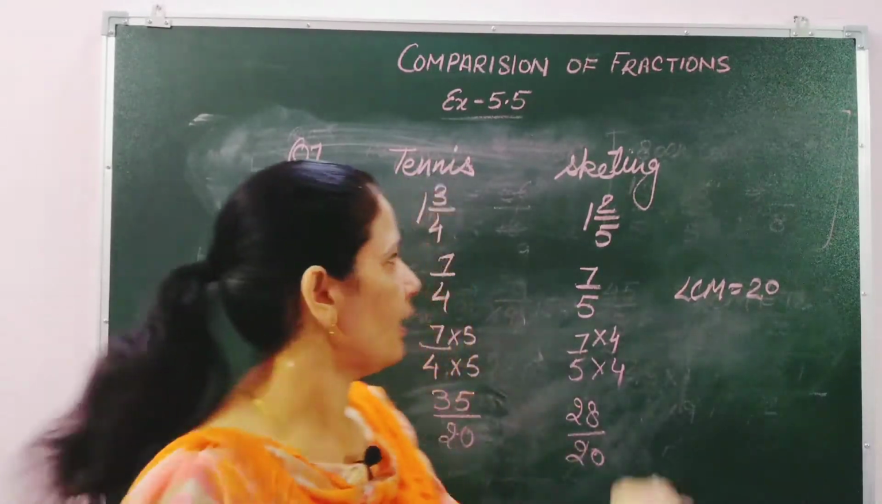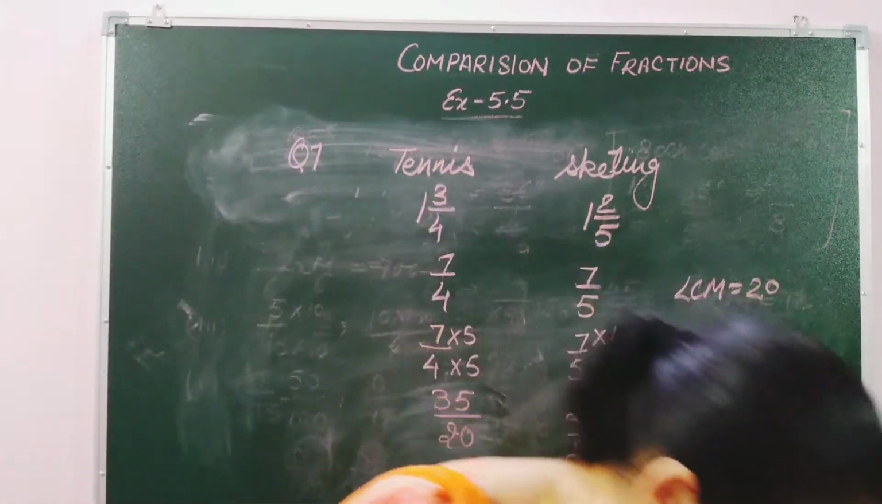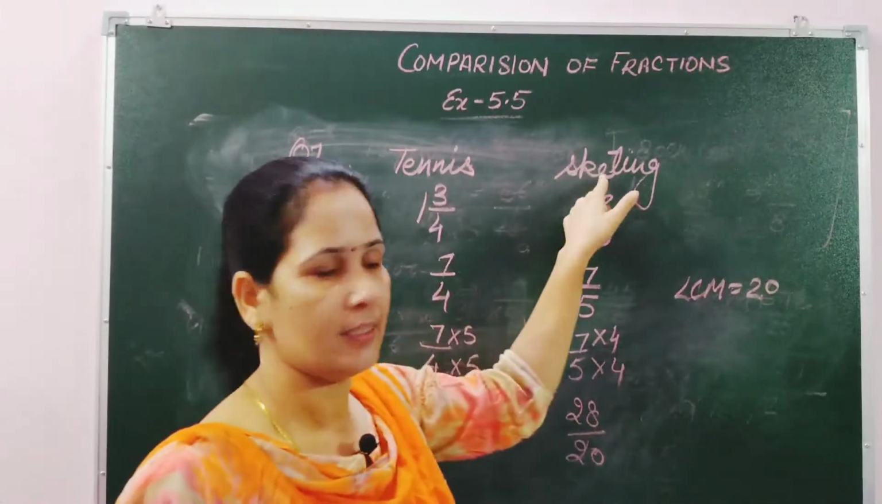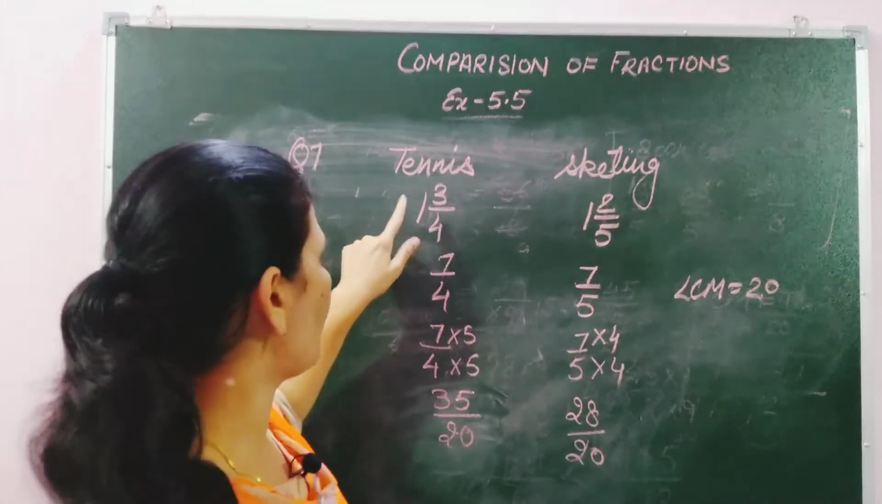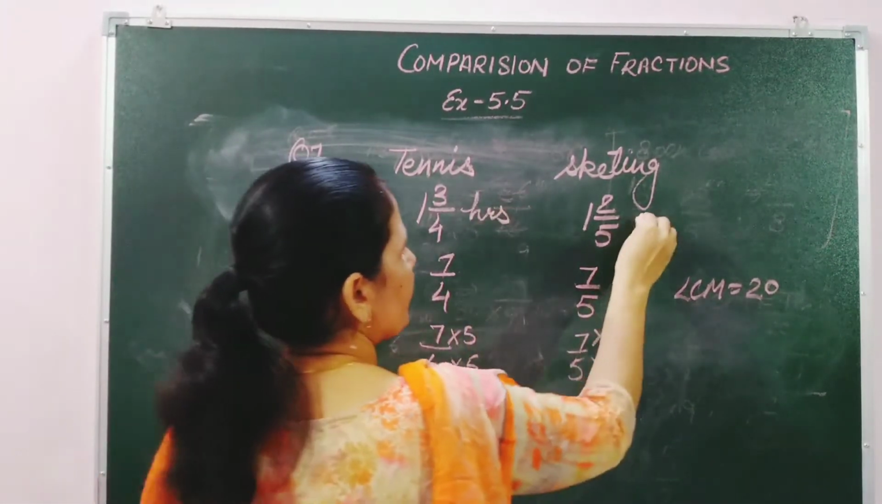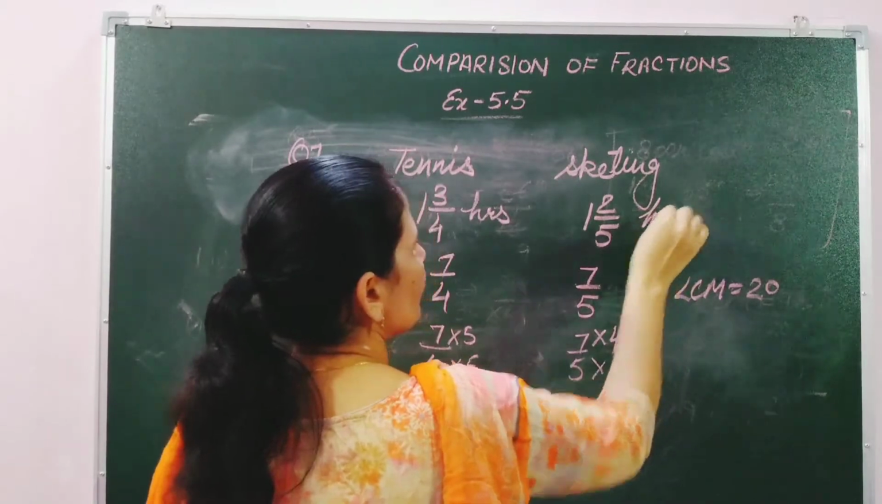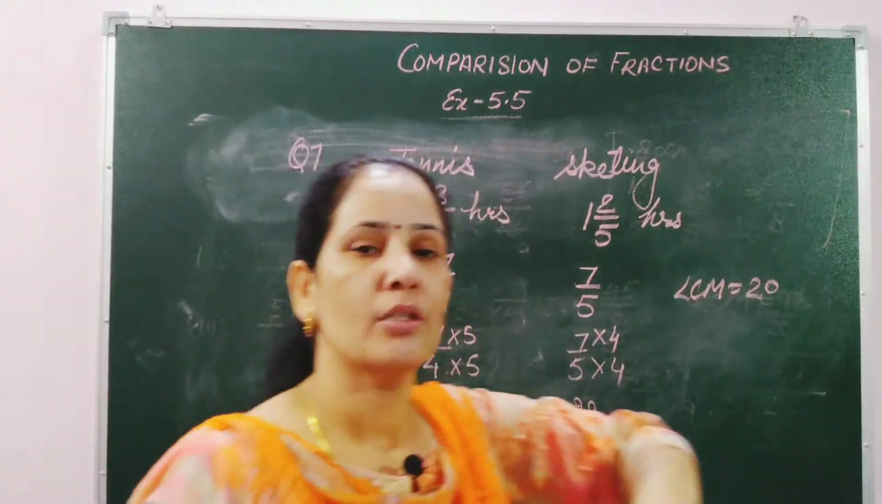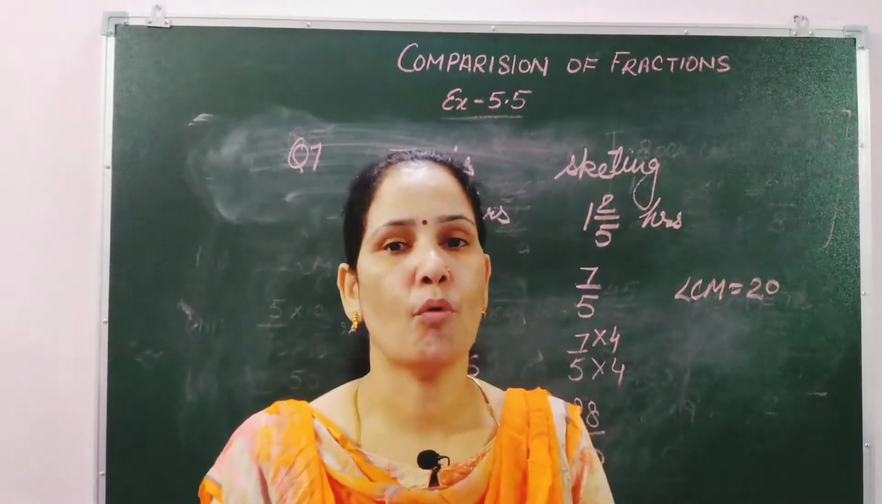In question number 7, they have given a boy whose name is Rahul. He spent his time for tennis and skating. He spent the time for tennis is 1 3 by 4 hours. Okay. And for skating, he spent 1 2 by 5 hours. So we have to compare and find out to which game he is giving more time.